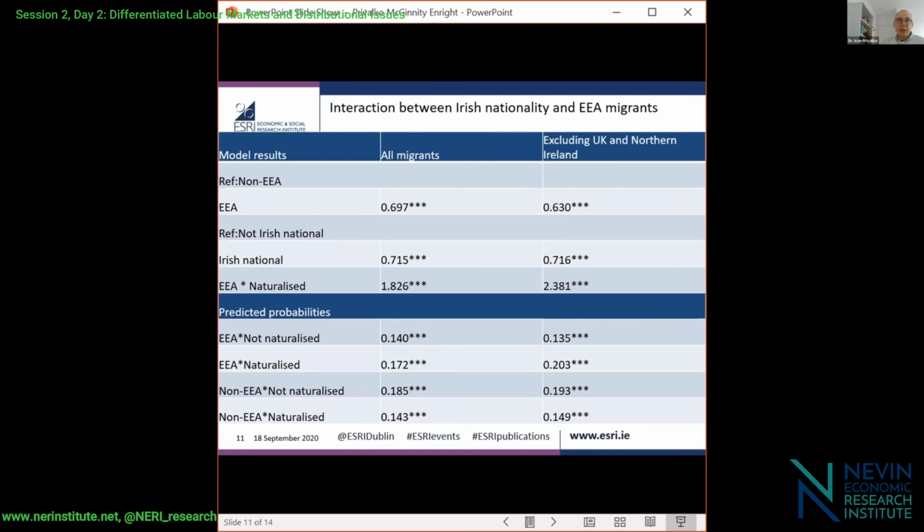So being an EEA migrant, again, you're likely to report lower unemployment. Being an Irish national, you're likely to report lower unemployment, but there's an interaction between these things. And just because interaction effects are a bit hard to read, the predicted probabilities explain it a bit better. So for the all migrant group, which is the first column there, it seems like being an Irish citizen actually increases your chances of being unemployed if you're from inside the EU. But the opposite is true if you're outside the EU. So the group that's outside the EU, who's naturalized, they actually report lower unemployment.